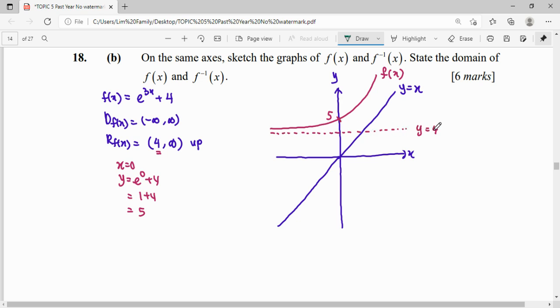Okay, so we can notice that our horizontal asymptote will be reflected and become a vertical asymptote. So this green color is our reflected asymptote. When the horizontal asymptote is y equals 4, it means the vertical asymptote is x equals 4. And then the reflection here. Where the exponential is flat here, we will see its reflection here.